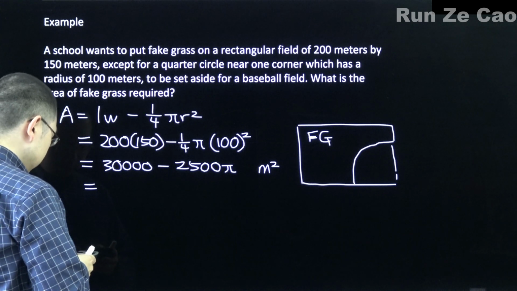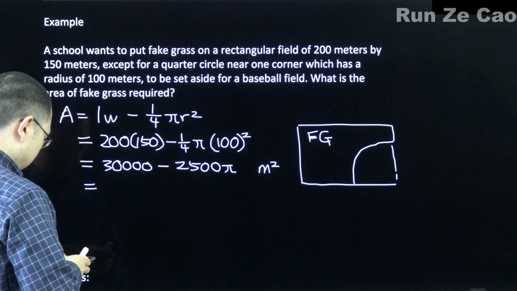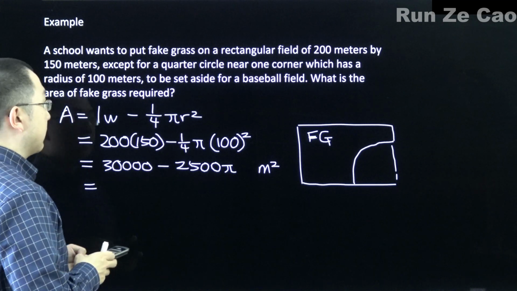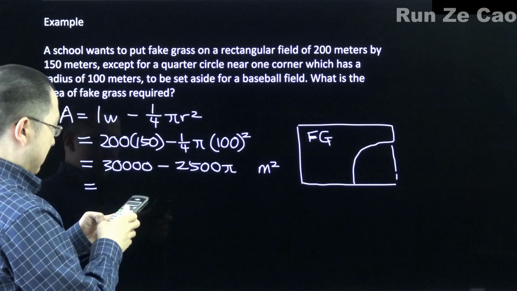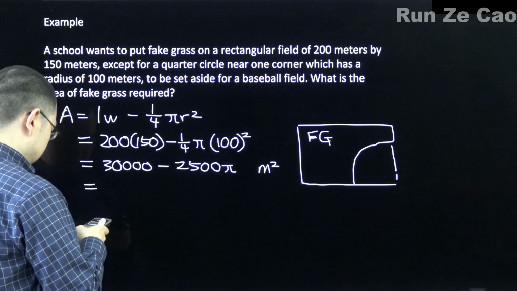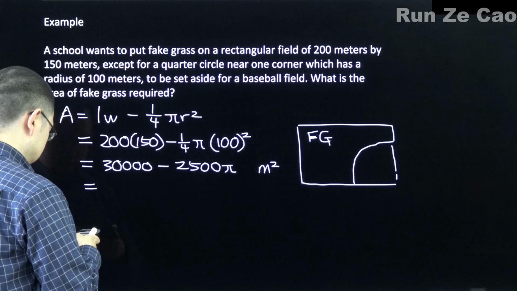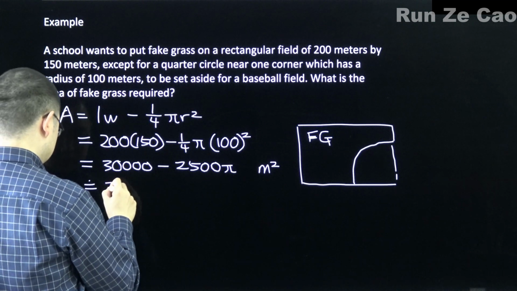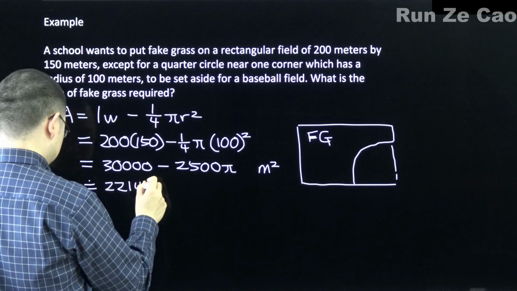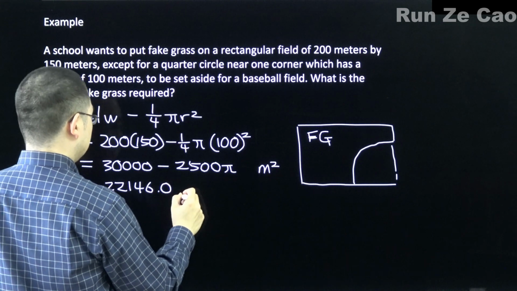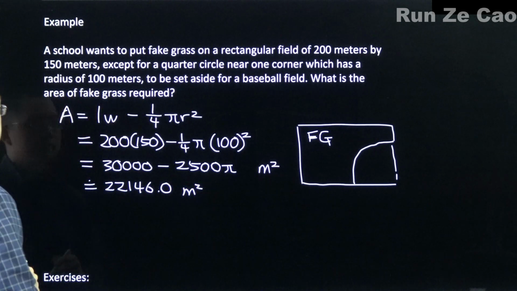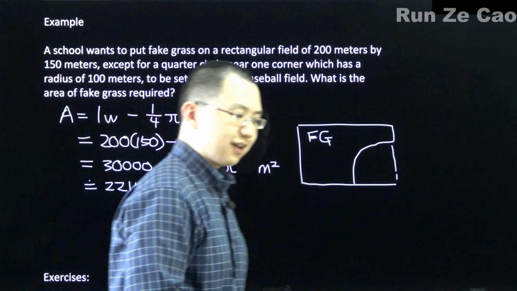So, 2,500 times pi. I used the pi button on my calculator because it didn't specify what pi to use. Negative plus 30,000. And we end up with approximately 22,146.0. This is meters squared. Approximately.